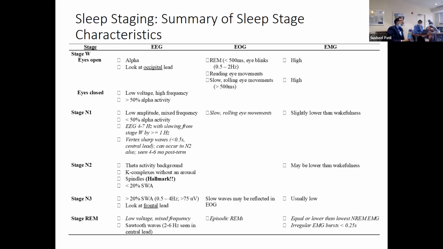Quick question. Why do we particularly want to look at the occipital lead during stage W when eyes are open, versus stage 3 looking at the frontal lead? What's the reasoning behind that?